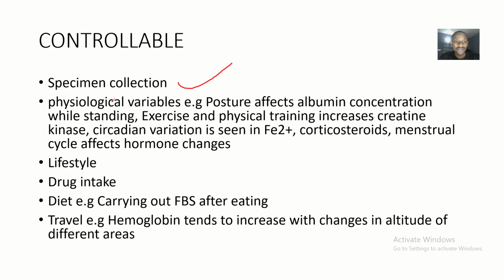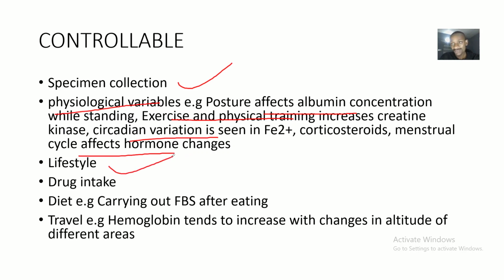Then also physiological variables such as posture. When you are standing up, albumin concentration or albumin levels can be varied. Then exercise and physical training can basically increase creatine kinase. Then you have circadian variation, which is seen in iron and corticosteroids, and the menstrual cycle will also affect hormone changes. Of course, you have a lot of hormones going up, skyrocketing during menstruation.